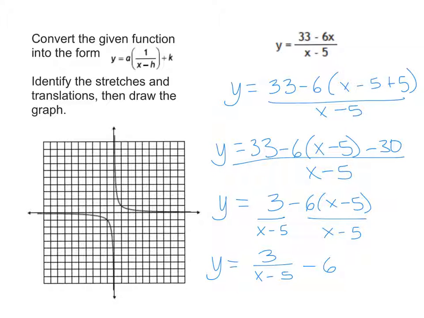Then I could graph it because I can see that we have a vertical stretch by a factor of 3, a horizontal translation of 5 units to the right, and a vertical translation of 6 units down.